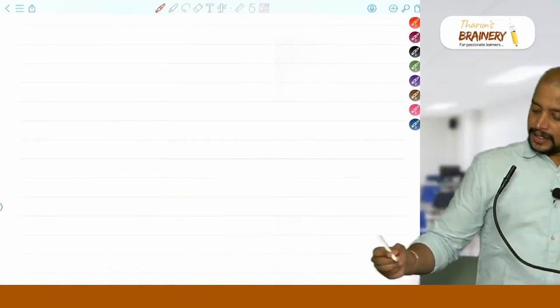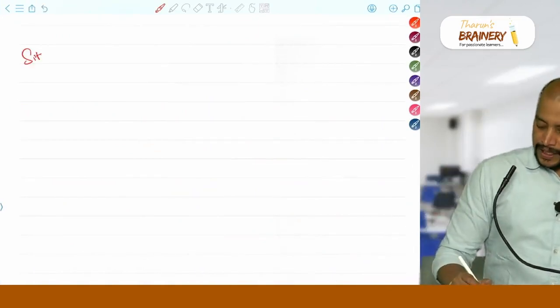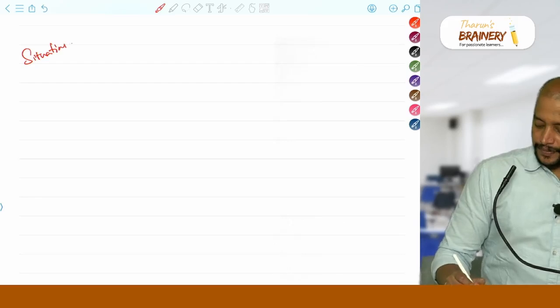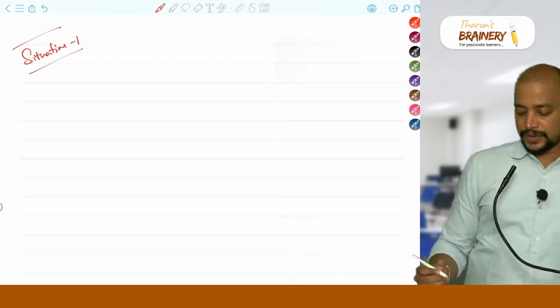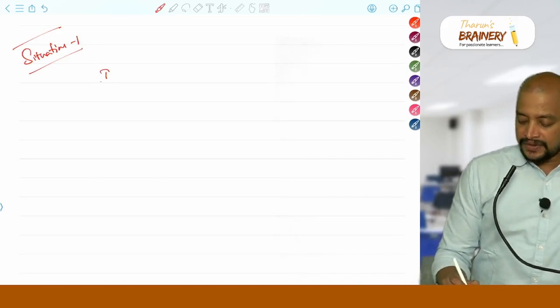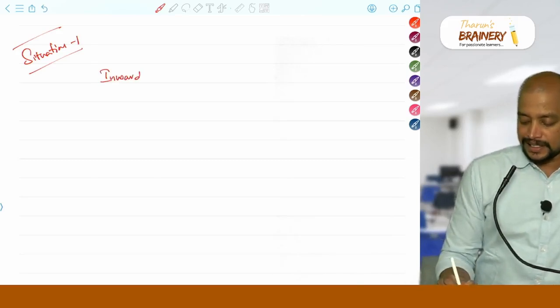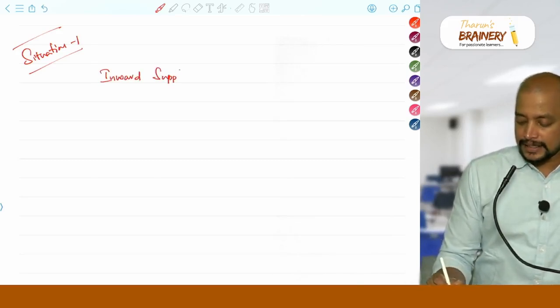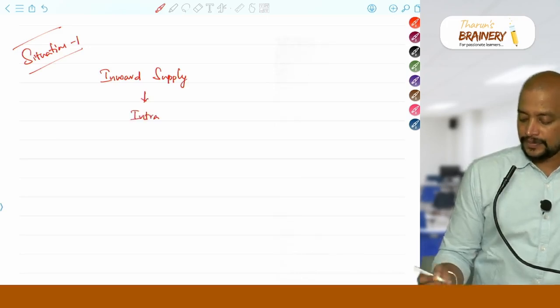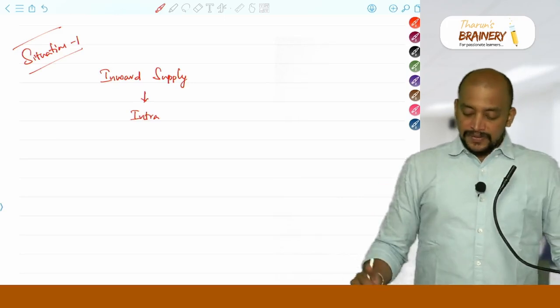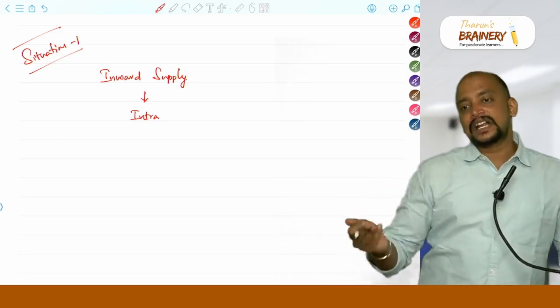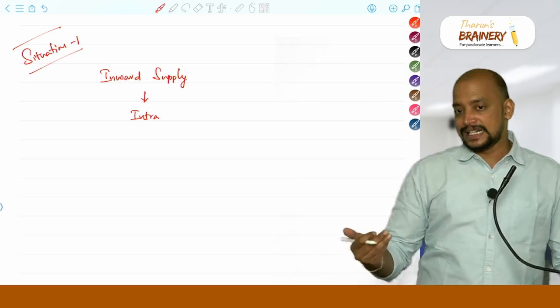Say this, situation 1. No need to make note, just listen. Situation 1, I have an inward supply, that is purchase, and this inward supply is intrastate. So within the state. Within the state means what is the GST that I would have paid on purchase? CGST and SGST.